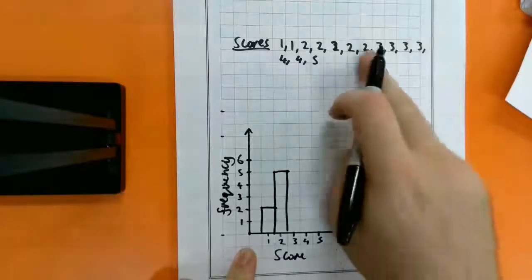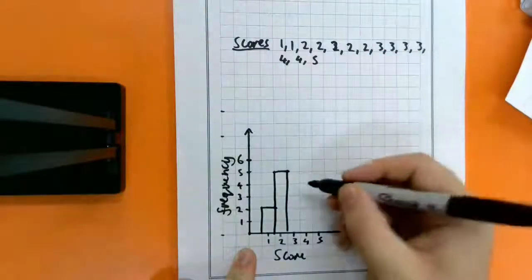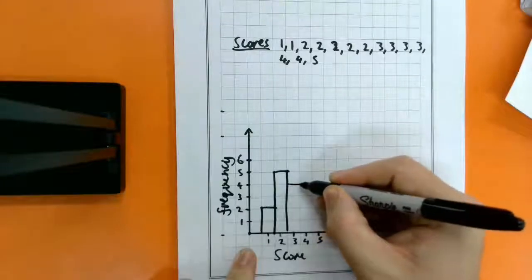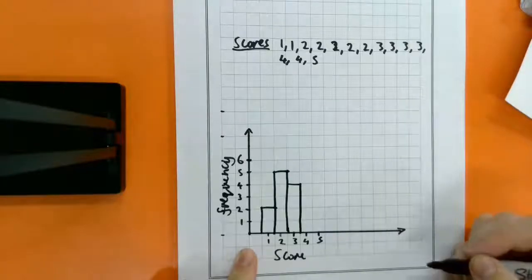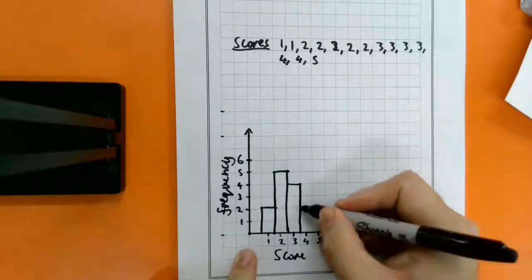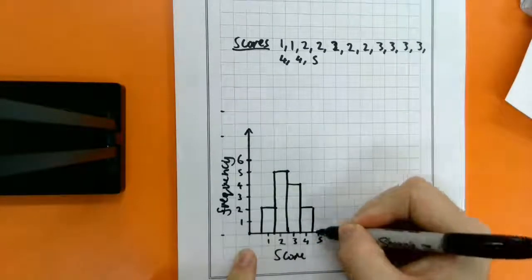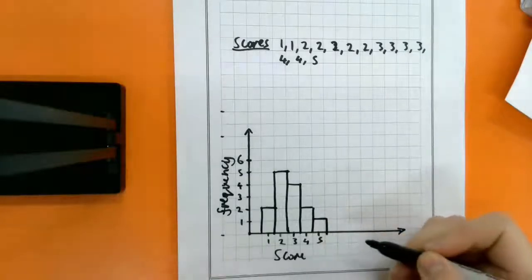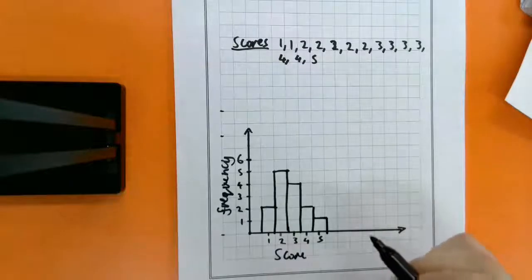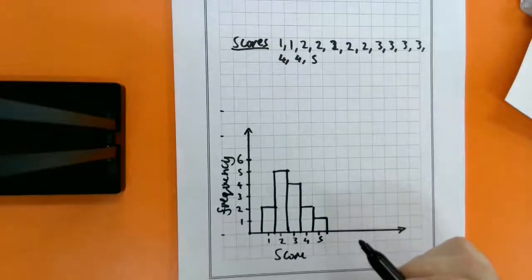Remember, 3 now occurs 4 times. So I go across to 4 and draw down to 3. Then 4 occurs twice, so I go up to 2 times and down to 1, and 5 only occurs once. And what I've done here is actually create a frequency histogram.